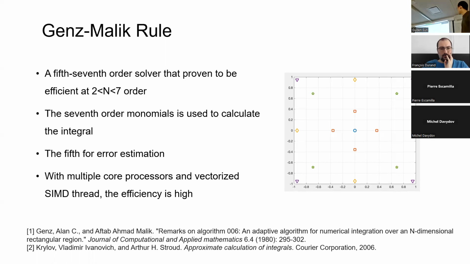In particular, you compute the value of the points defined in the right figures. You can compute their value parallelly. So in our case, we use multiple core processors and vectorized CPU to improve the efficiency. And this is critical if you have a much higher dimension to compute.